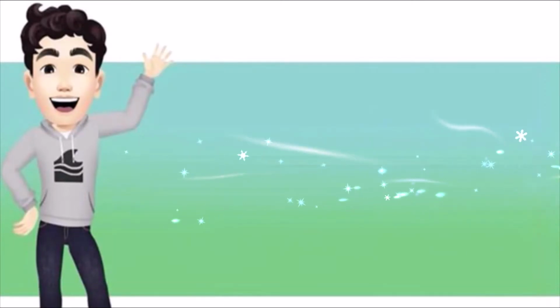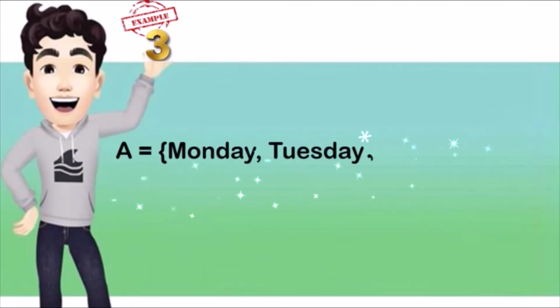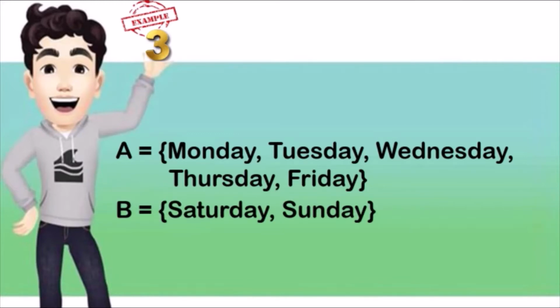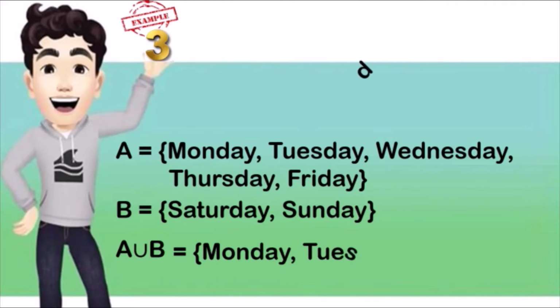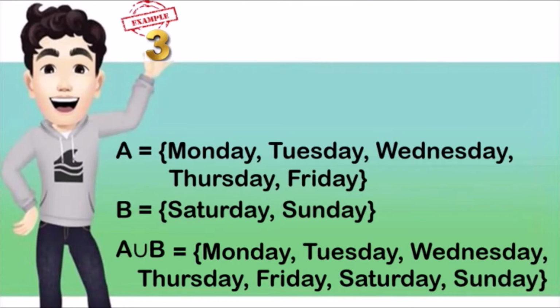Here's another example. Let's say set A whose elements are Monday, Tuesday, Wednesday, Thursday, and Friday. And set B whose elements are Saturday and Sunday. Determine the union of A and B. So just like before, all we need to do is write all the elements. So we have Monday, Tuesday, Wednesday, Thursday, Friday, Saturday, and Sunday. So that's the union of set A and set B.